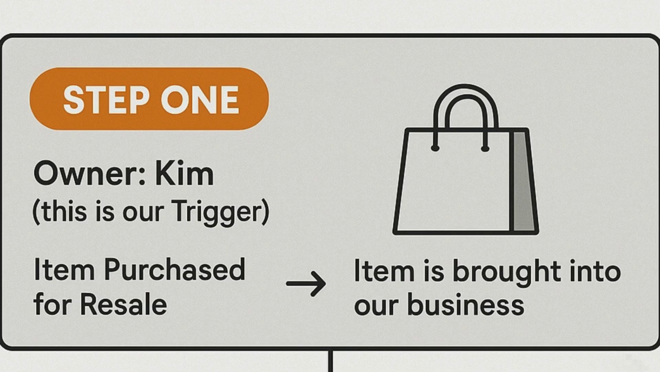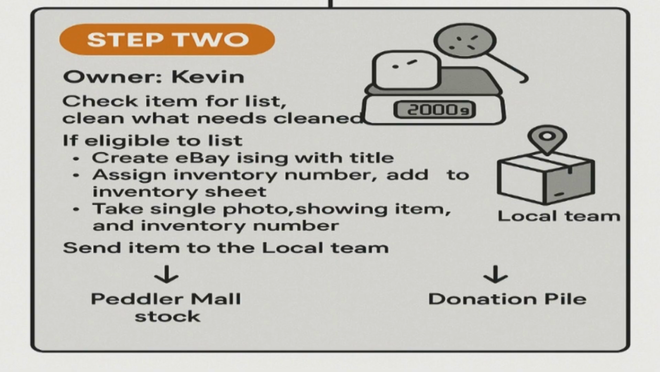But what happens if it's not eligible to list? Because that's an exception. He then has to decide what happens to it. And our choices are that it goes into a pile for me to deal with to go to Peddler's Mall, or it can go into a box of things that we're going to use to put into Whatnot shows, or it can go in a donation pile and go back to Goodwill or go wherever we want to donate things.